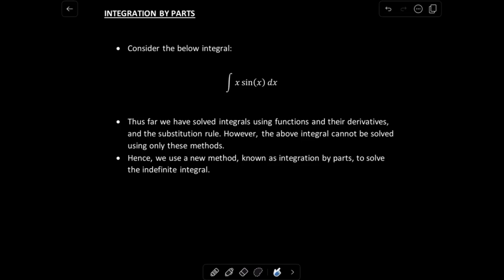Let's cover integration by parts. So let's consider the below integral, and we have the integral of x multiplied by sine x, and we need to integrate with respect to x. So thus far we have solved integrals using functions and their derivatives, as well as the substitution rule.